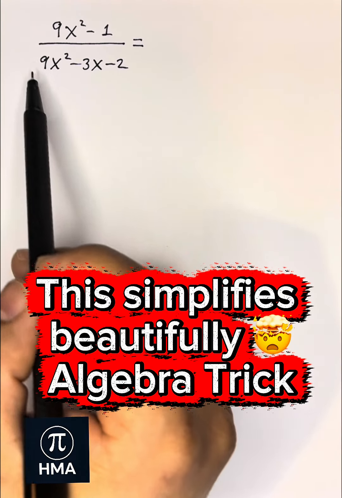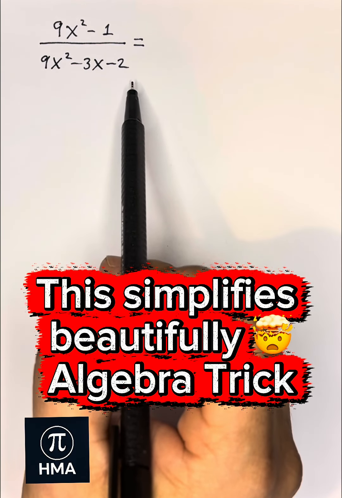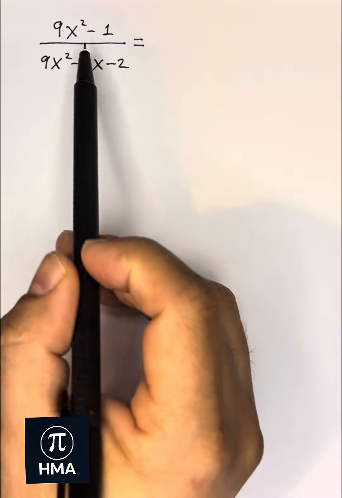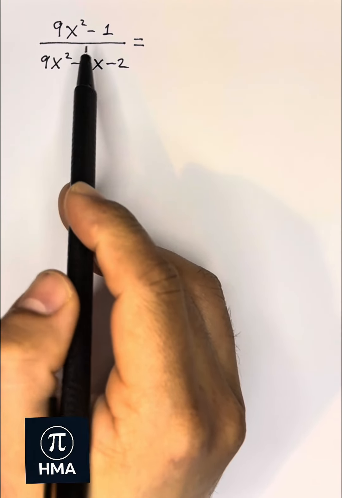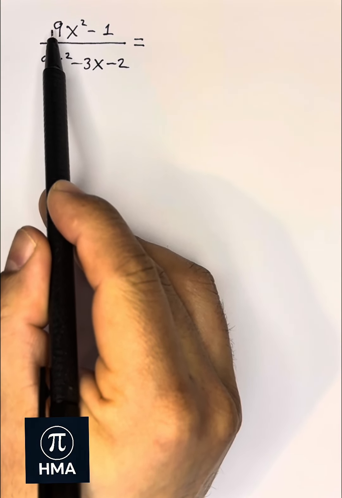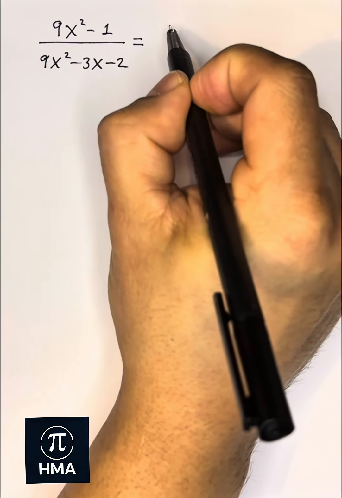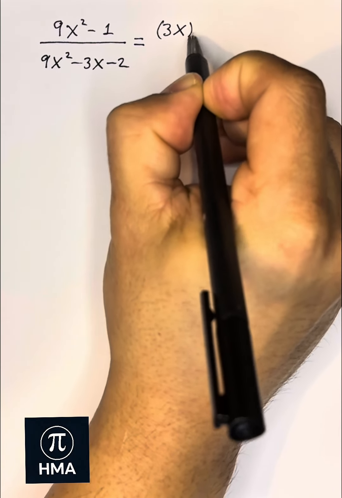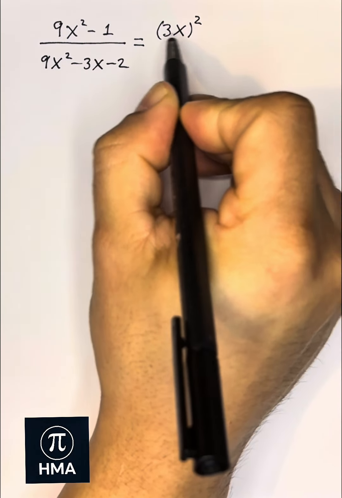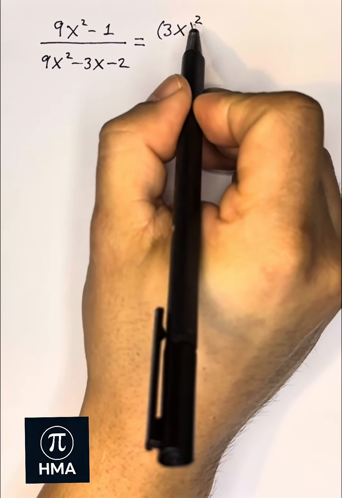We need to simplify this algebraic division here. The first thing that we need to observe is in the numerator we have a difference of squares. The square root of 9x squared will be 3x. So 3x to the power 2 will give us 9x squared.